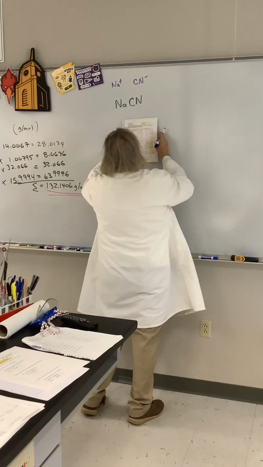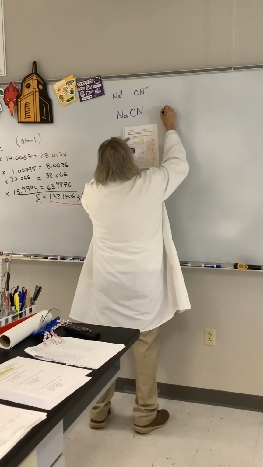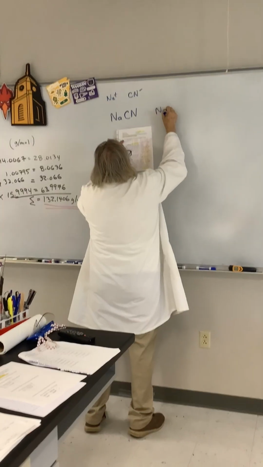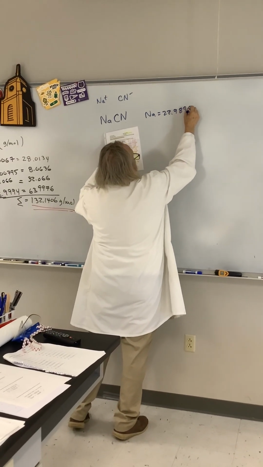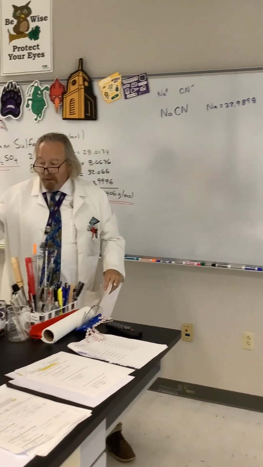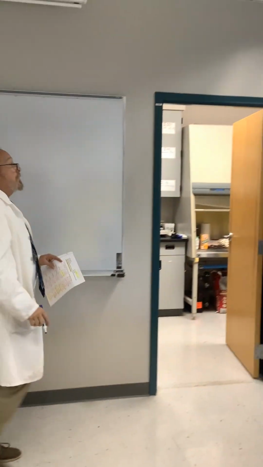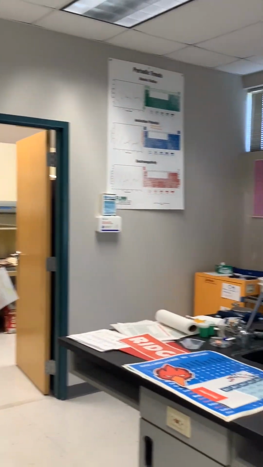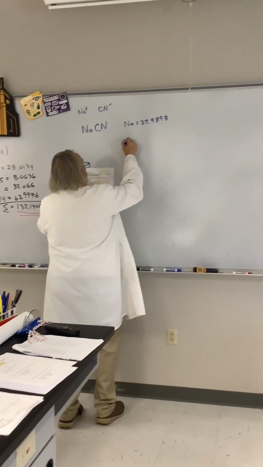Very bad for your hemoglobin and oxygen carrying capacity, extremely toxic. So sodium is equal to 22.9898, according to the periodic table I used. Like I say, I'm looking up here, and it's 22.989707. And we don't have to multiply it by anything because there's only one of them.